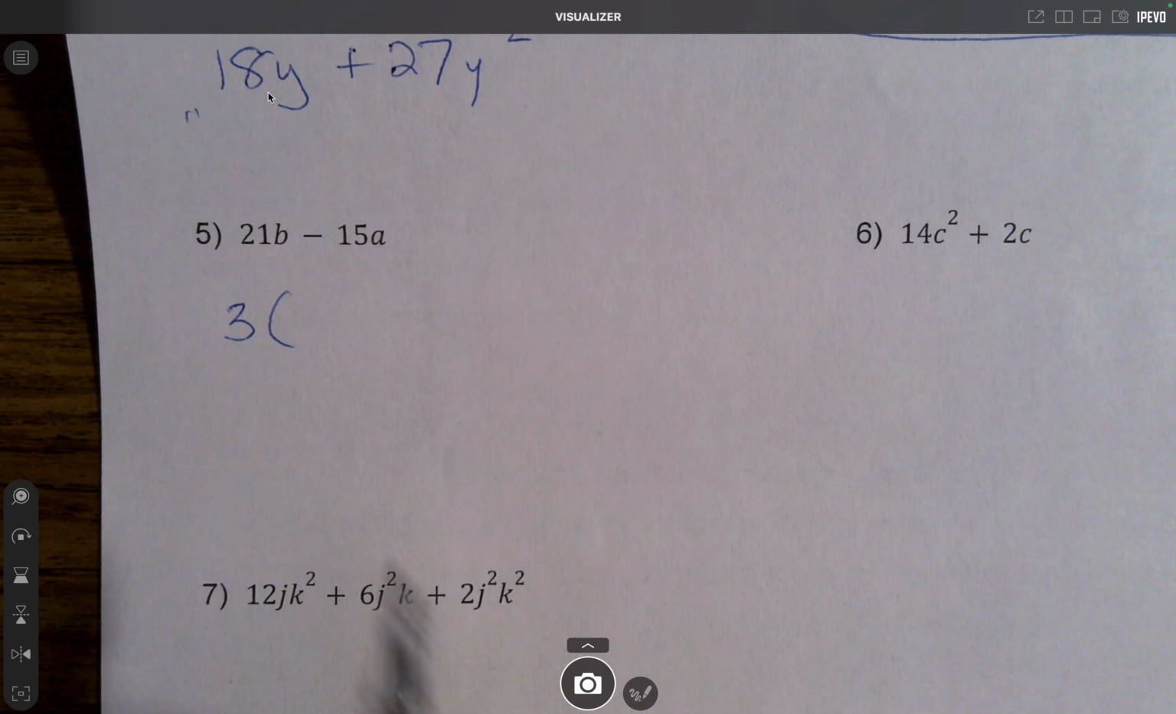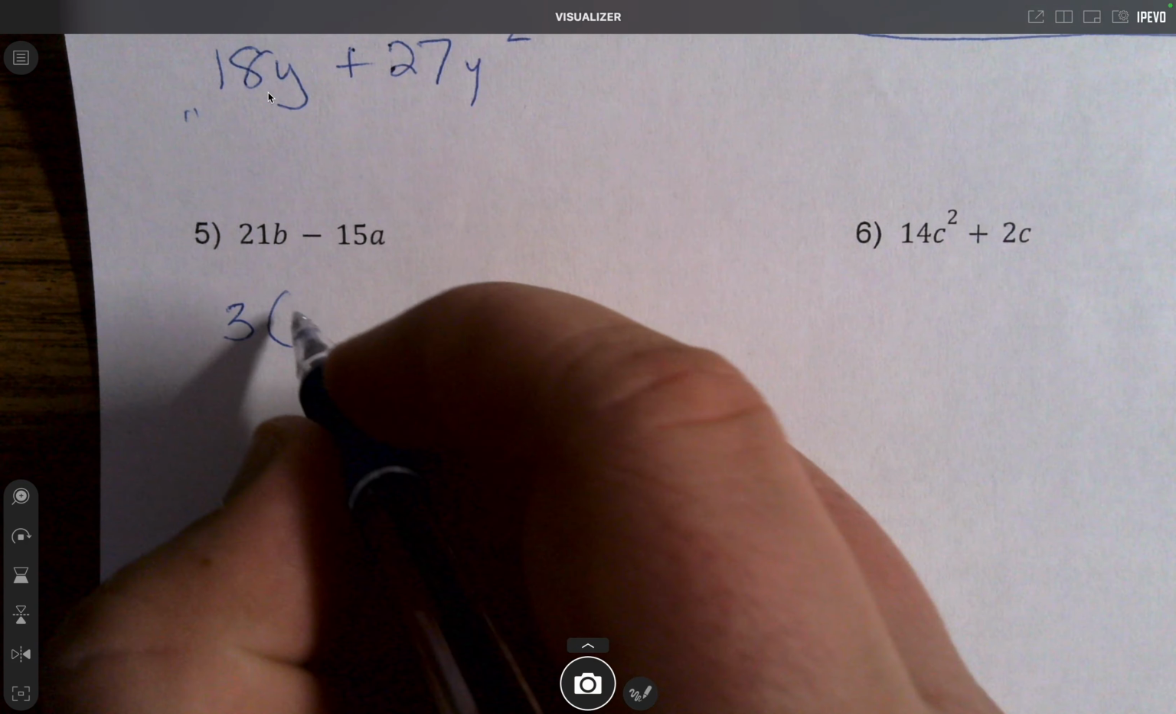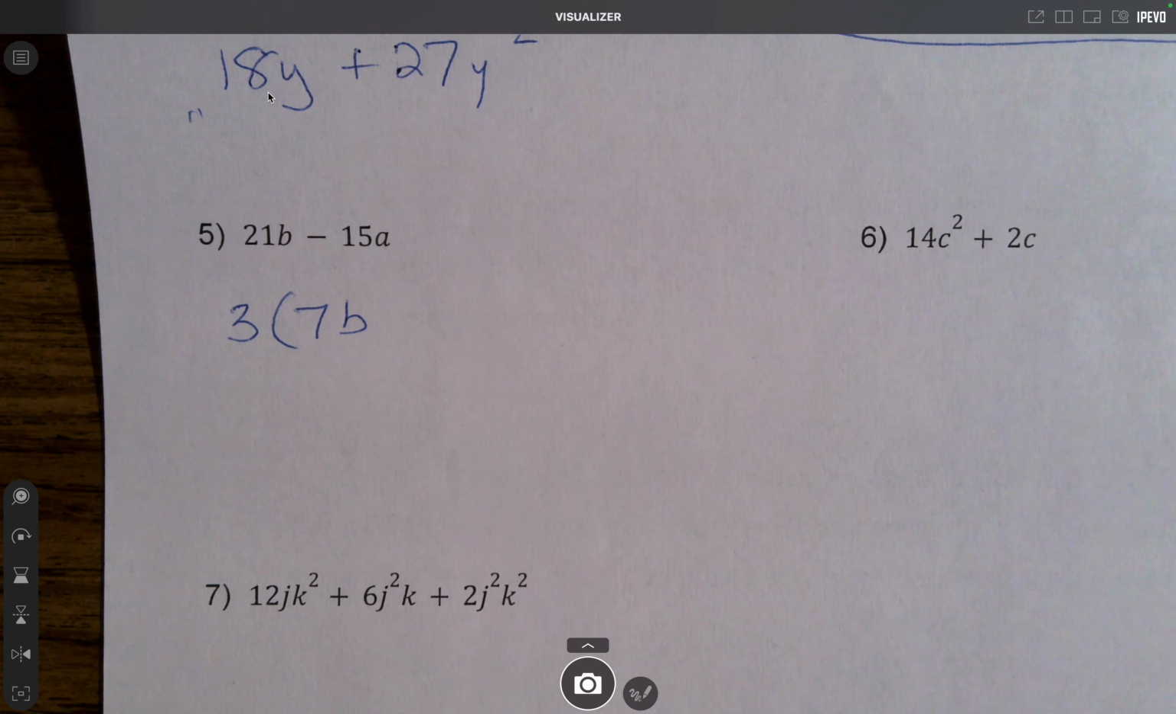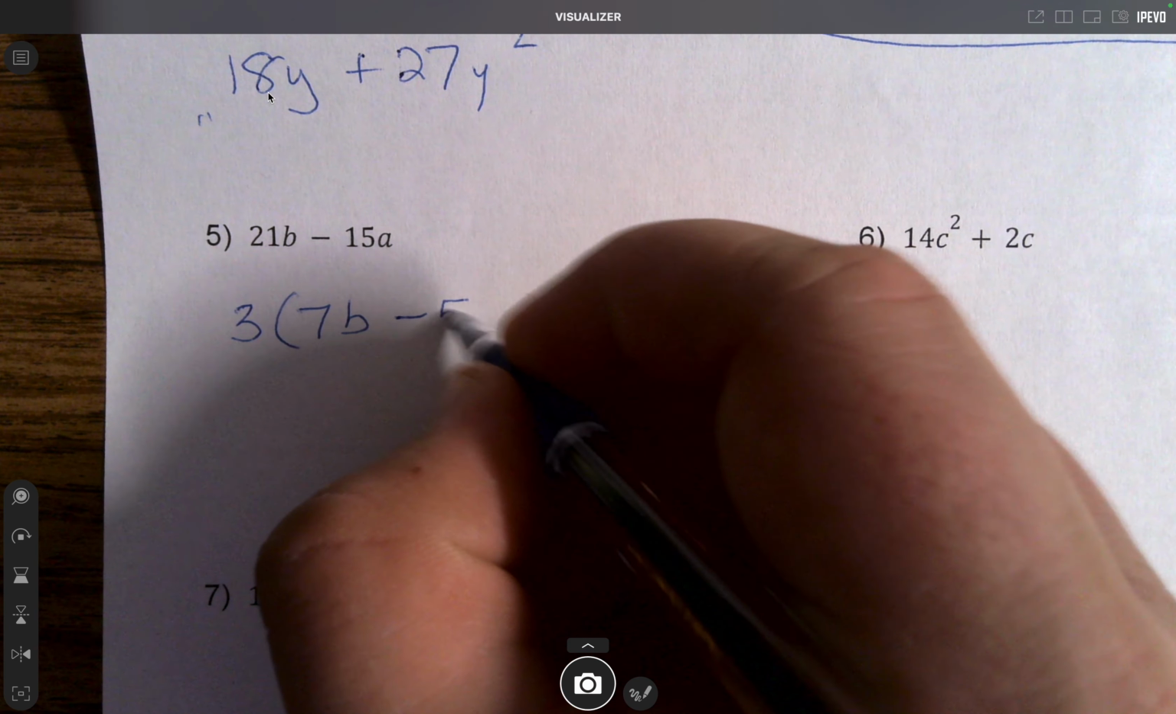So all we have to do on this one is say 21 divided by 3 is 7. And the B is just still there because we didn't take out any variables. 15 divided by 3 is 5. And the A is still there. And hopefully that one's simple enough you can look and see the distributive property would give us the same thing back. 3 times 7 is 21. 3 times 5 is 15.